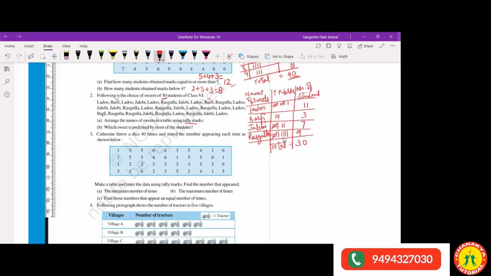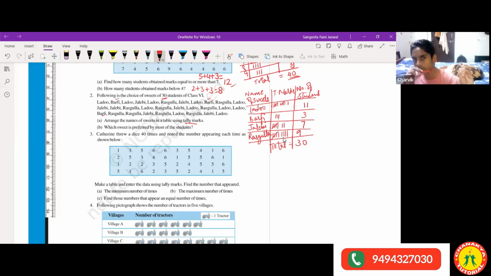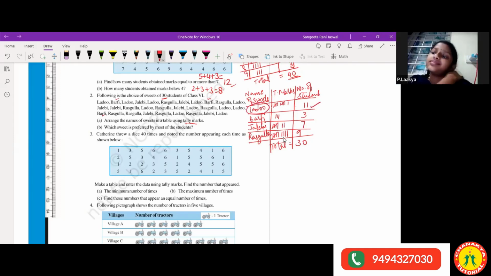Okay. Now, what is the question written here? Arrange the names of sweets in the table. Okay, that we have already done. Which sweet is preferred by most of the students? Ma'am, the laddu, the highest number, 11. So, that's laddu.